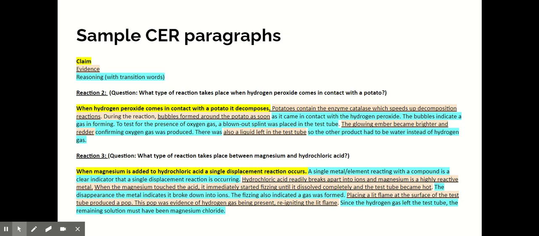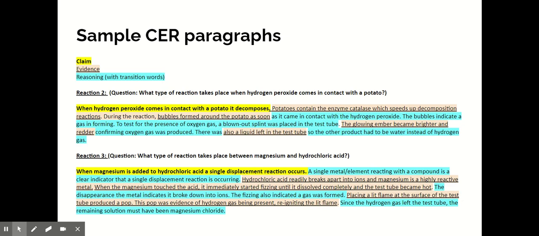When the magnesium touched the acid, it immediately started fizzing until it dissolved completely and the test tube became hot. Now, that underlined part, the hydrochloric acid readily breaks apart into ions and magnesium is a highly reactive metal, I would actually say that's probably reasoning and not evidence, because it's not evidence from the exact lab. The disappearance of the metal indicates it broke down into ions. The fizzing also indicates a gas was formed. So I would almost say the fizzing and the disappearance of the metal are both evidence as well.